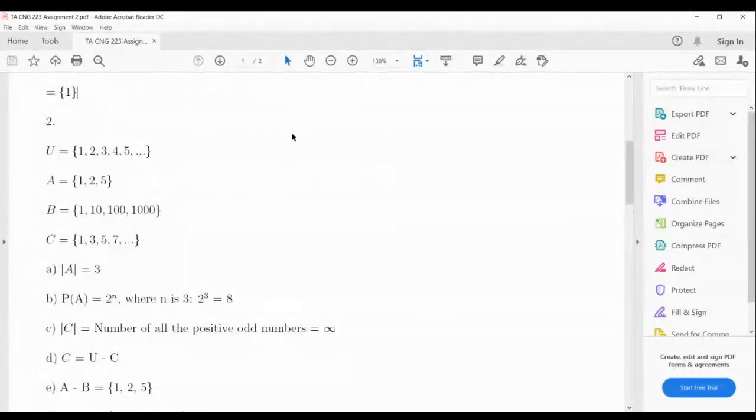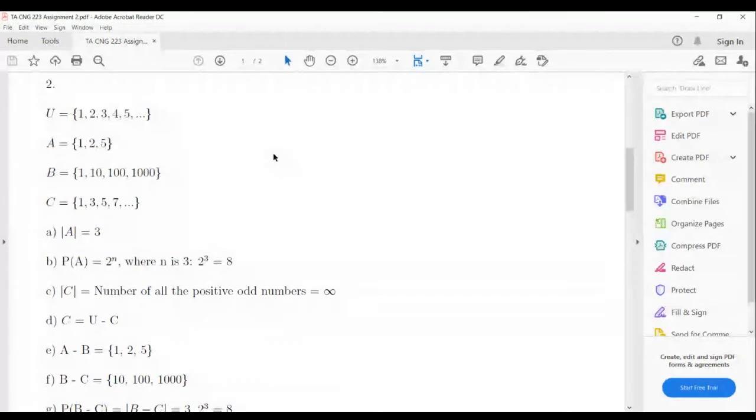Okay, let's move on to the second question. This is also a simple question, but I observe many mistakes, so we should be careful about them as well. So we have a universal set. It means that all the sets should be defined inside this universal set. For example, we don't have negative values, or we don't have 0 in this universe. So what about part A? Size of A. What's the size of A? It's very easy. We see that A contains 3 elements, so this is 3 right away.